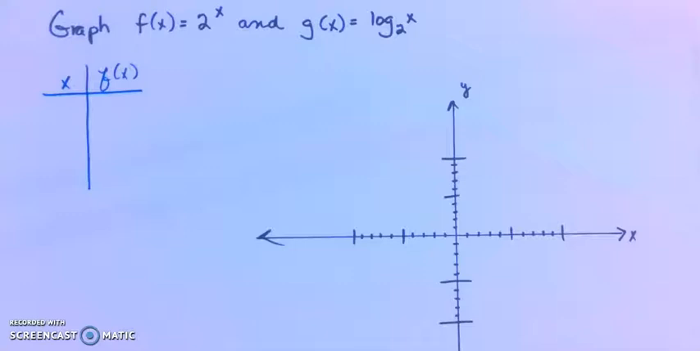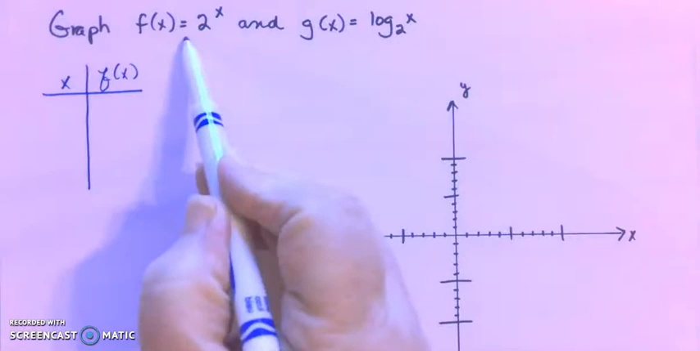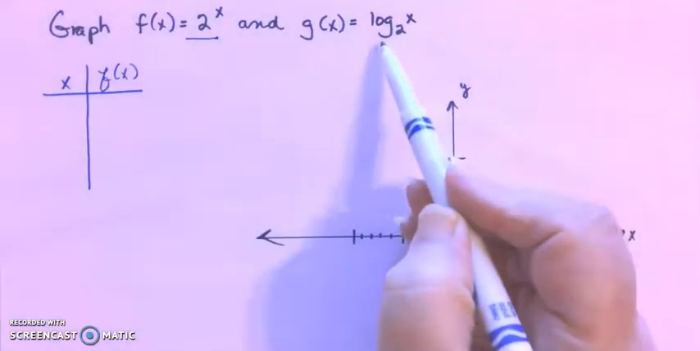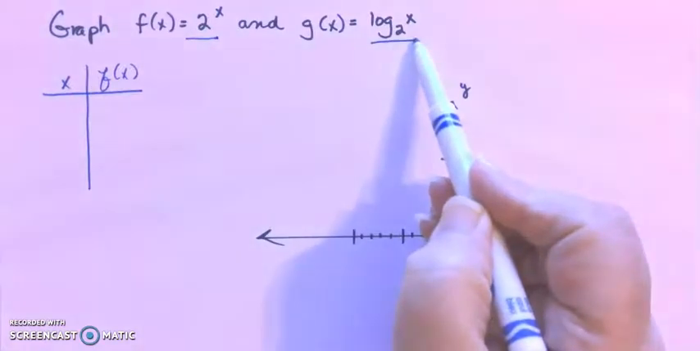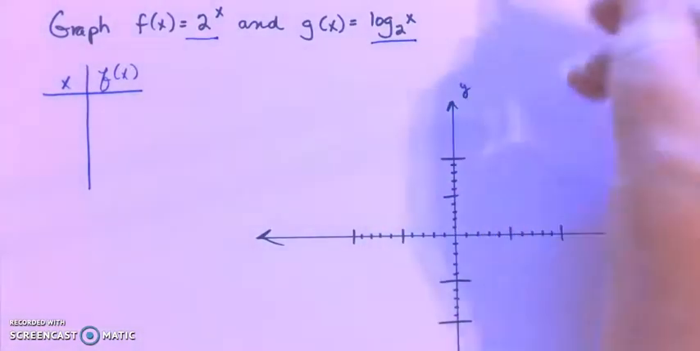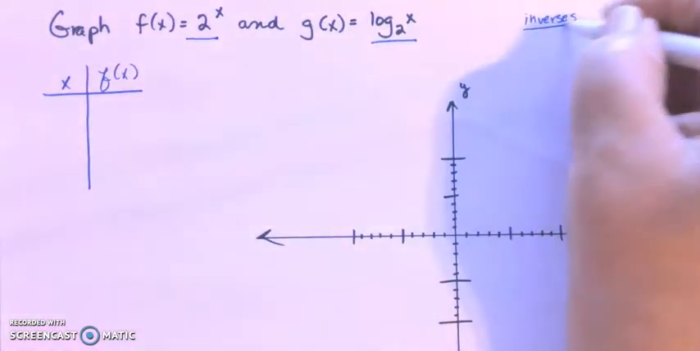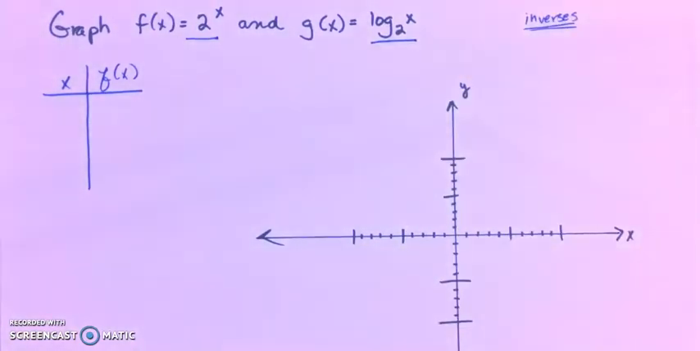In this problem, we are asked to graph two functions on the same coordinate plane, and there is a special relationship between these two functions because our f of x is the exponential function and the g of x is a logarithmic function, and these two are inverses. So keep that in mind as you're doing the graph.